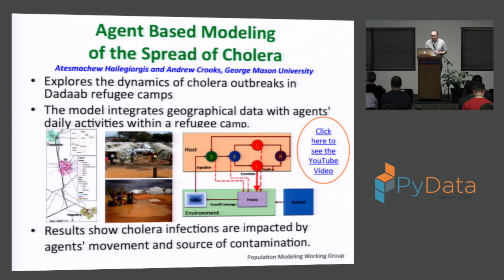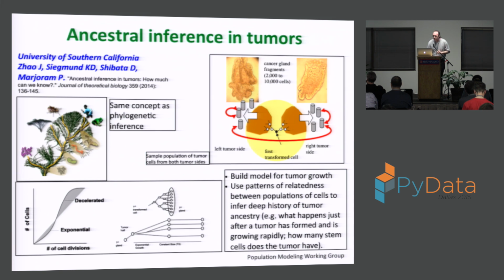Epidemiology, again, spread of disease. There's some YouTube attached to it if you download the slides. This is actually a population of cells, what's happening here. They're modeling cancer, populations of cells. It's another type of population modeling.